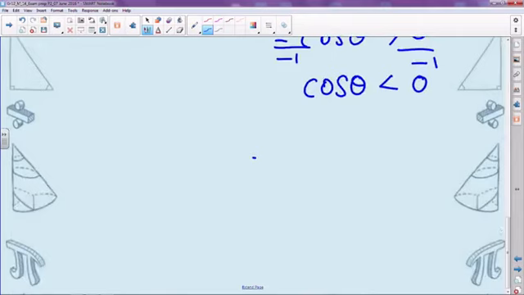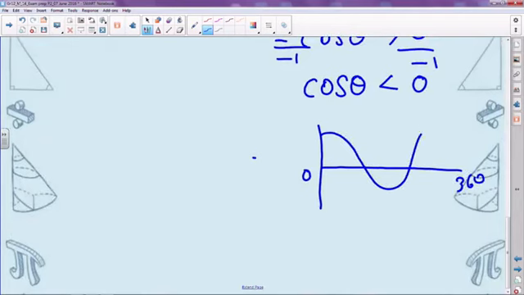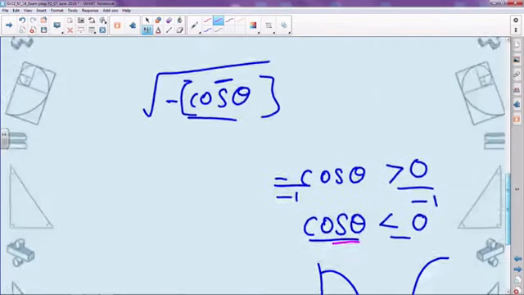So now go back to your graphs. Okay, this is defined between 0 and 360. That was the domain that you were given. And I draw a quick rough sketch of my cos graph. And I know that cos is negative when it lies below the x-axis. So it's in that portion there. We also know that the x-intercepts for my cos graph are at the points 90 and 270 degrees. So your cos graph is negative between 90 and 270 degrees.